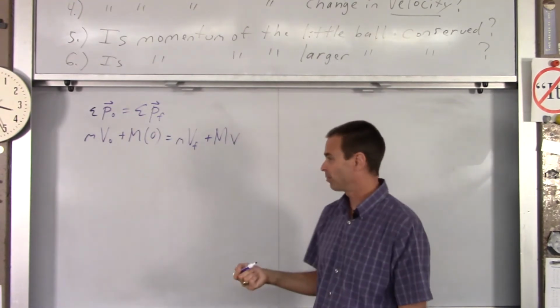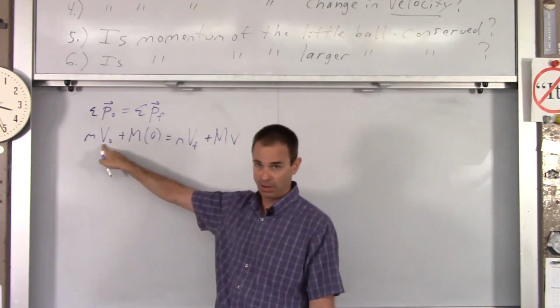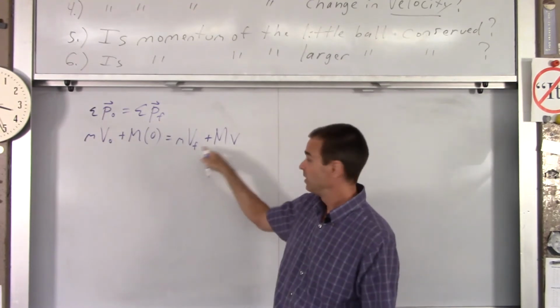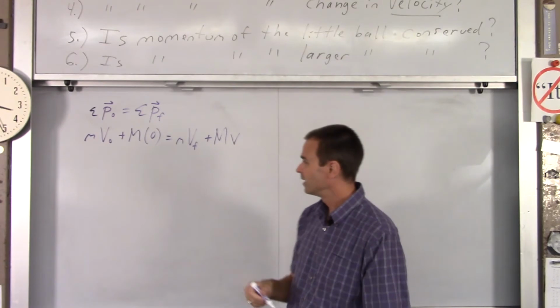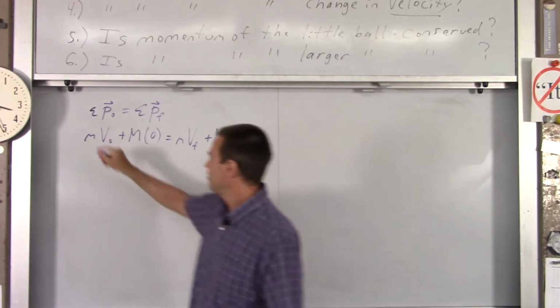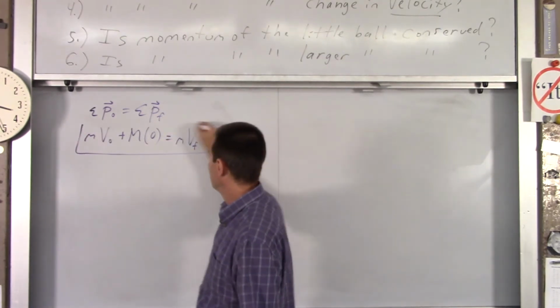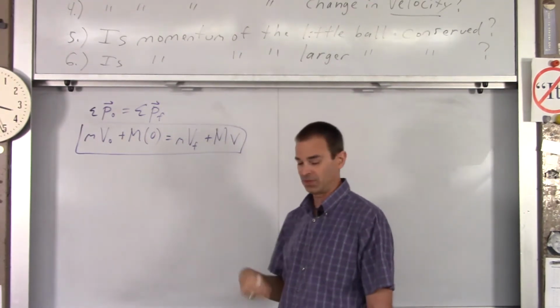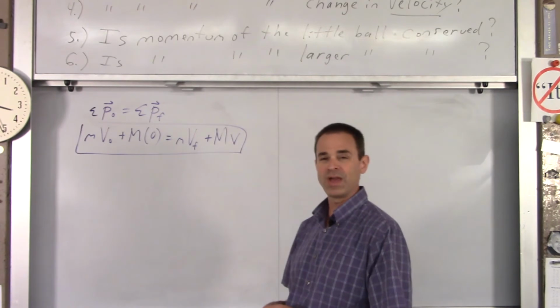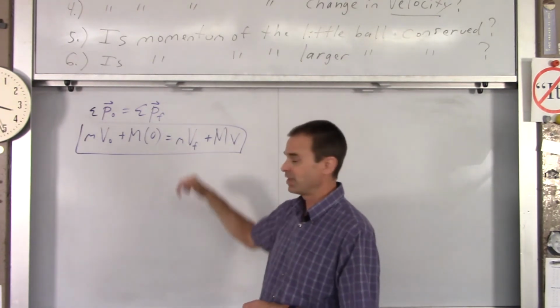So I've got 3 V's in the problem. I've got V naught of the little ball, V final of the little ball, and the final velocity of the big beach ball, which I'll just call V. So I've got one equation. Now the problem is I've got a whole bunch of unknowns here. I've got 2 unknowns. I don't know what VF is. I don't know what V is after the collision. So I need another equation to solve for VF.